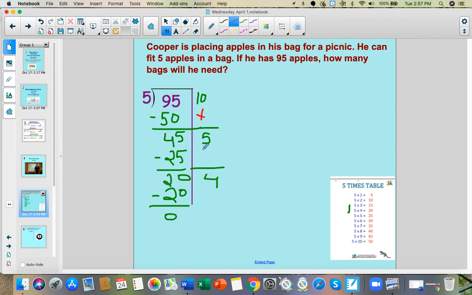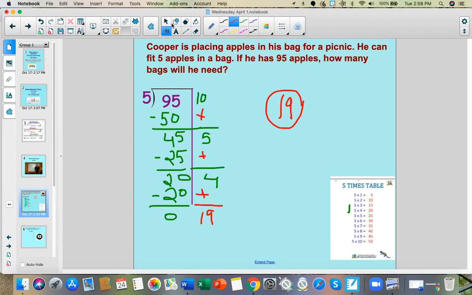Okay. Now we're going to add up all these numbers. 10 plus 5 is 15. 15 plus 4 is 19. So how many bags did Cooper need? Cooper needed 19 bags to fill in all the apples.